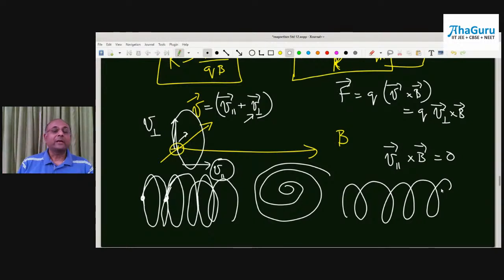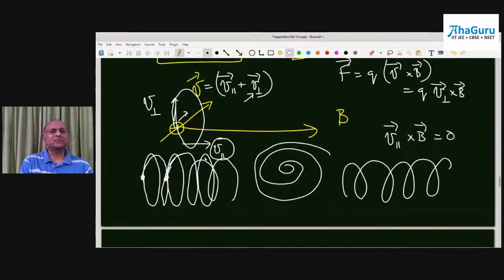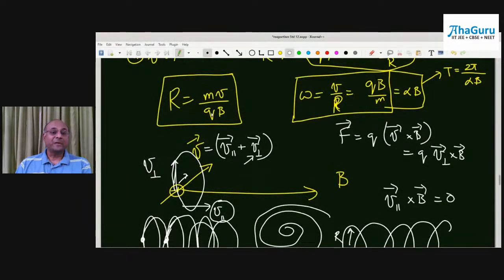Understood that? Okay. So then, can I figure out the radius of this circle? Yes, you can. If you take the helix and collapse it, you will get a circle, right? That circle's radius is determined by this, except instead of V, remember that here we have got mv by qb, same thing, except the radius of the circle is mv perpendicular by qb, because V perpendicular is what makes it go around in a circle in the first place.